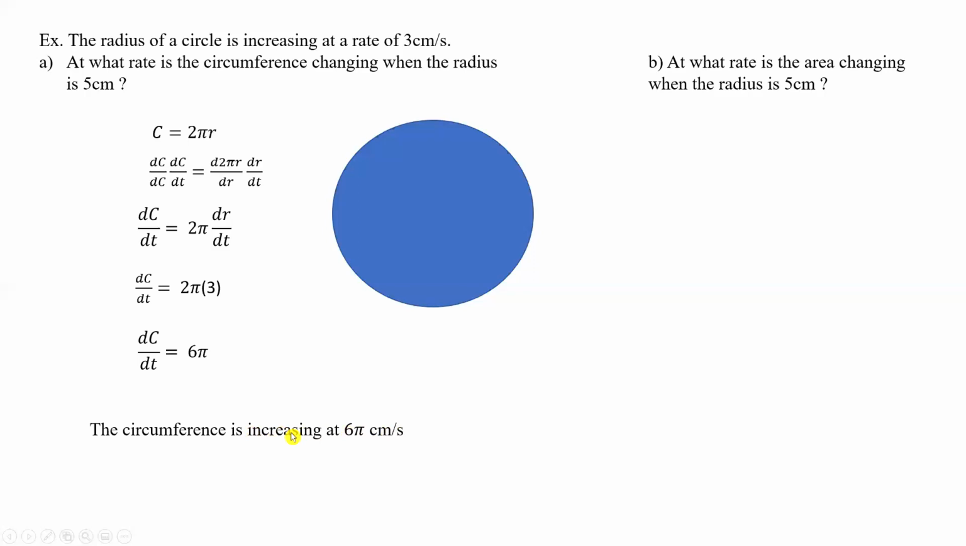Let's see if increasing makes sense. The radius is getting bigger. As the radius gets bigger, the distance around is getting bigger. It was a positive 3 because it was increasing. Positive answer, increasing.